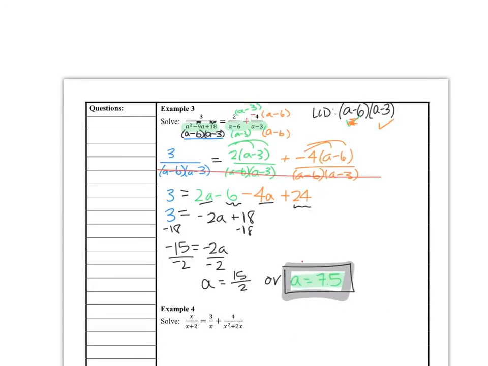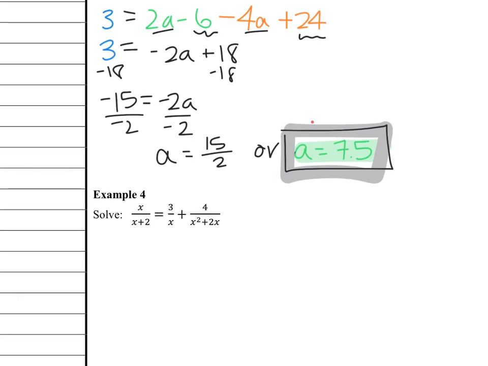All right, example 4. So again, we want to look for factoring. This third one can be factored. Take out a common factor of x, and then we're left with x plus 2.